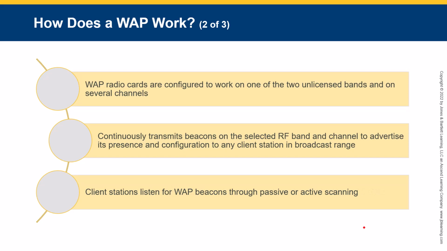The access point will have radio cards that are configured to work with one another, normally 2 or 3 other wireless bands as well. It will continuously transmit beacons so that the clients can receive and then connect to those beacons. And the clients will have to use either a passive or active technique to find the beacon so they can grab information like the SSID and maybe authentication protocols to connect to that wireless network.